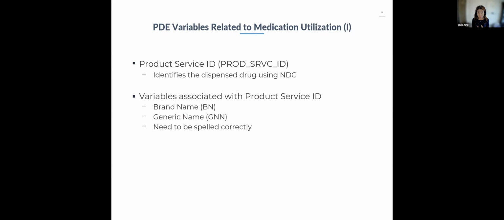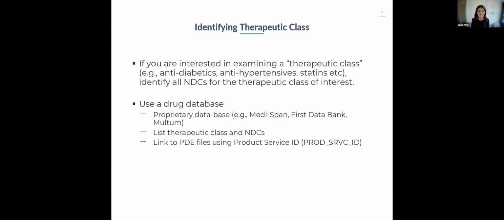And there are also variables associated with this NDC, which are brand name and generic name, and you need to spell them correctly the way the PDE data records them. Now, again, Steve just covered this. If you are interested in examining a therapeutic class of anti-diabetics or antihypertensives or statins, then you need to identify all NDCs of the therapeutic class of your interest.